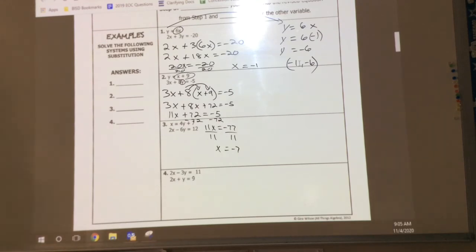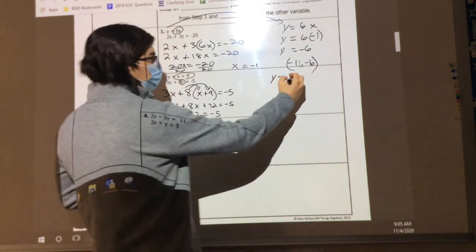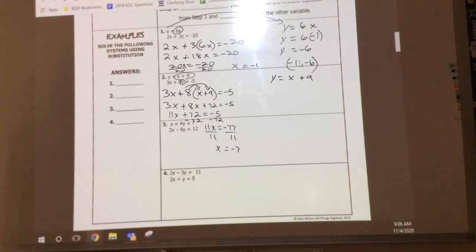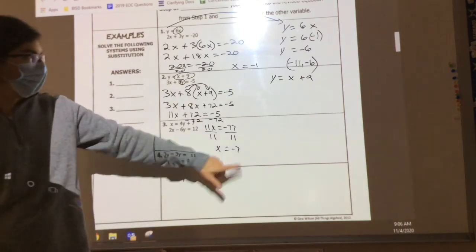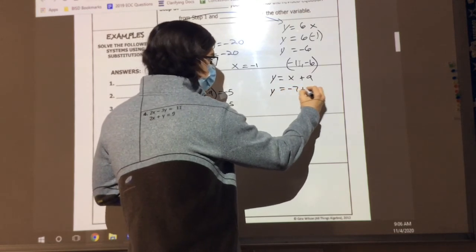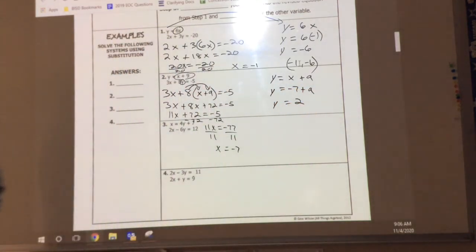Okay, so now what do I need to do next? What's my follow-up step to solve this problem? Hayden. Input negative 7 in the fourth equation. Yeah, so watch. I'm going to have y equals x plus 9. Now I'm going to substitute in a value for x. And I know that x is equal to negative 7. So y is going to be equal to negative 7 plus 9. So y is going to be equal to a positive 2.